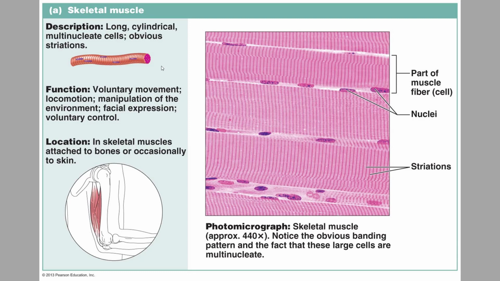When we look at them under a microscope, which we see over here, we have these stripes. These are called striations. So, long cylindrical cells with lots of nuclei and striations. We find these, like I said, attached to bones, sometimes attached to skin. And these are intentional, voluntary movements.